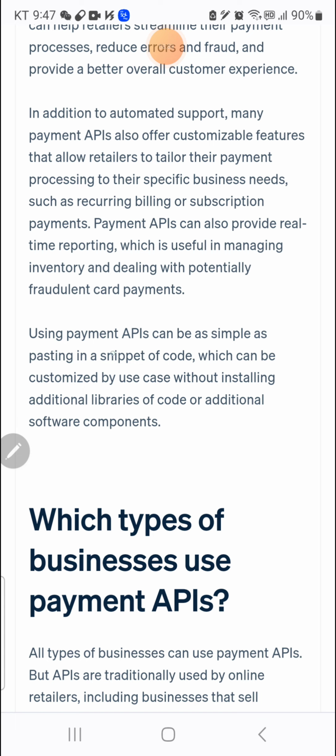Using payment APIs can be as simple as pasting in a snippet of code, which can be customized by use case without installing additional libraries of code or additional software components. Without additional libraries of code or additional software components, right? Simple as a snippet of code.